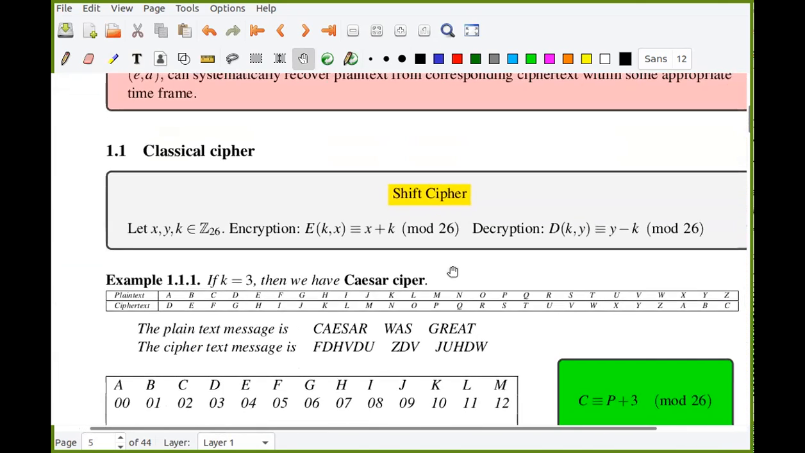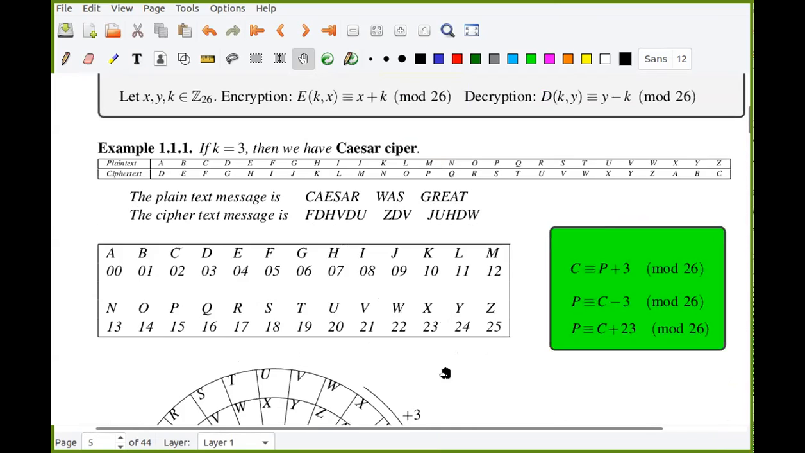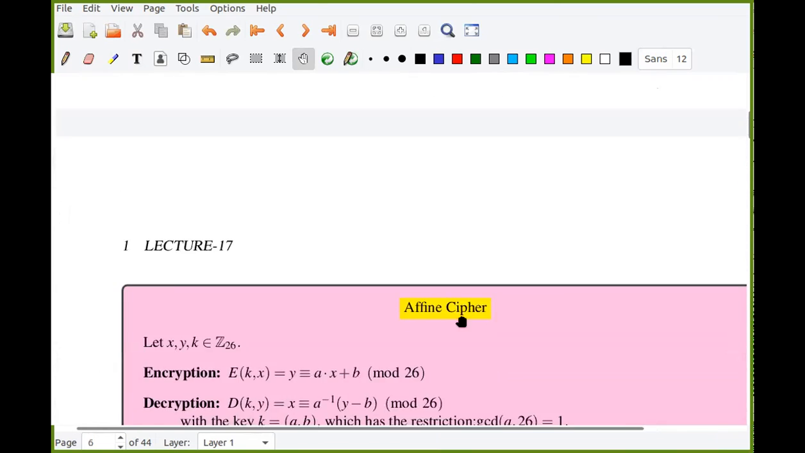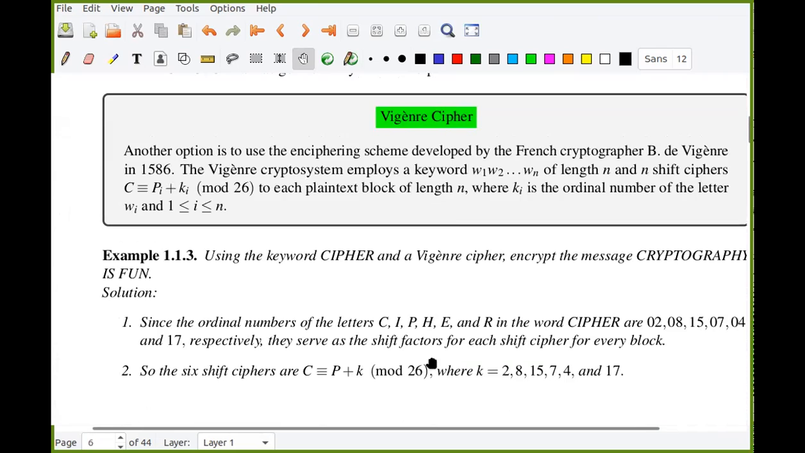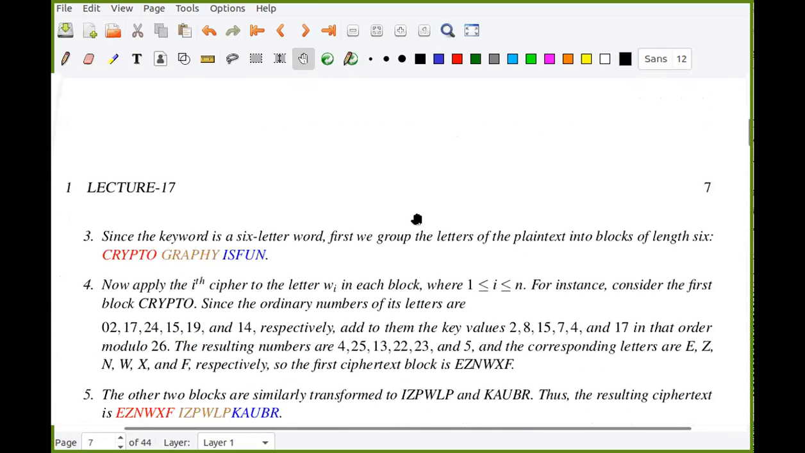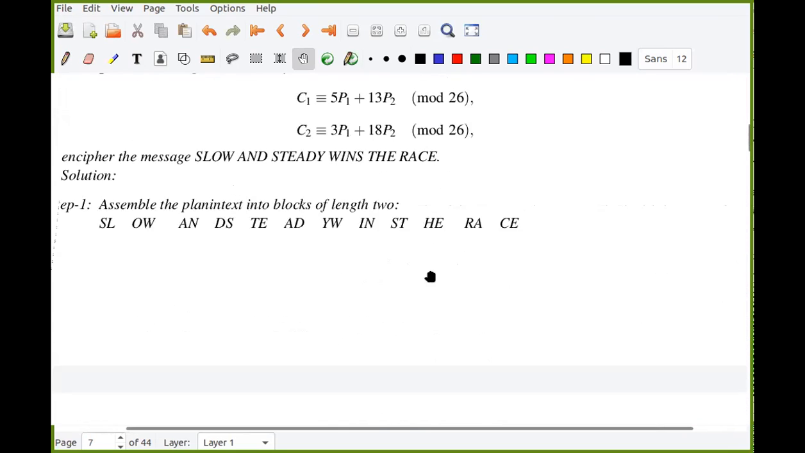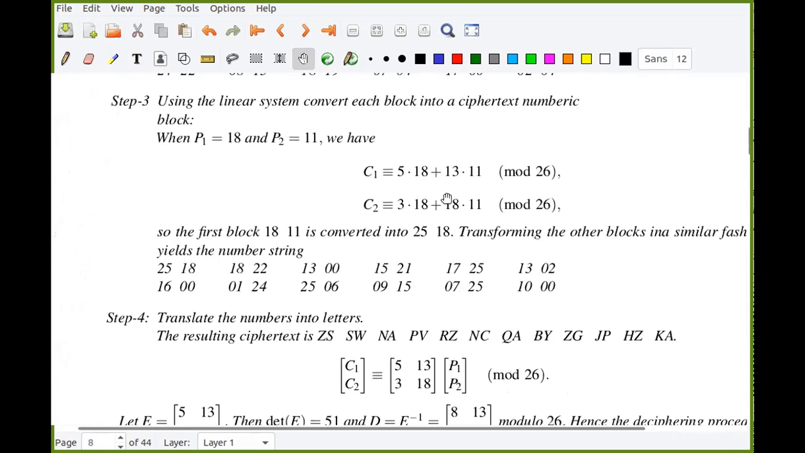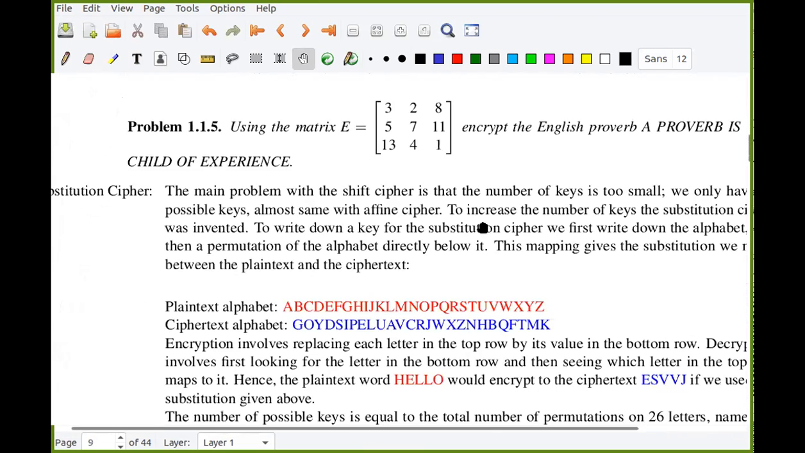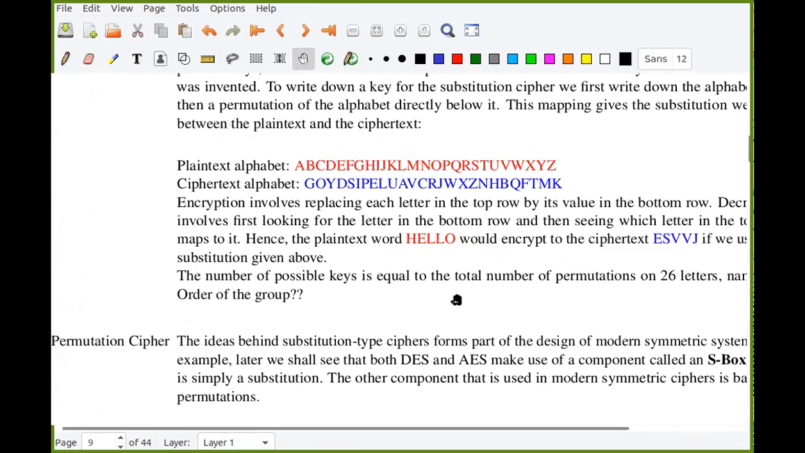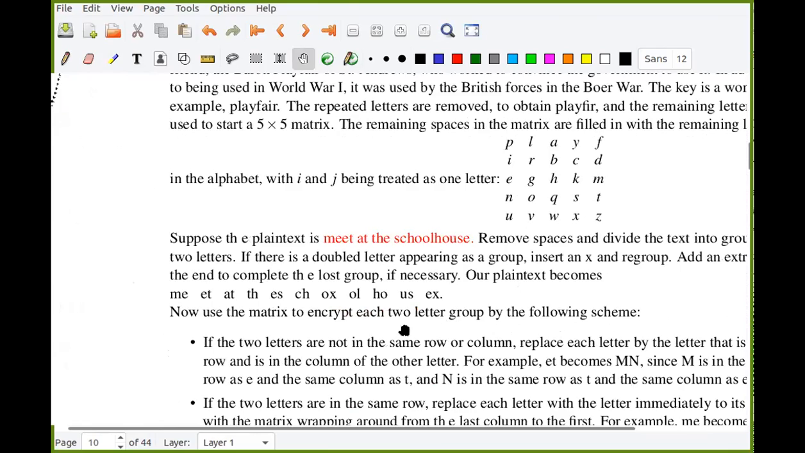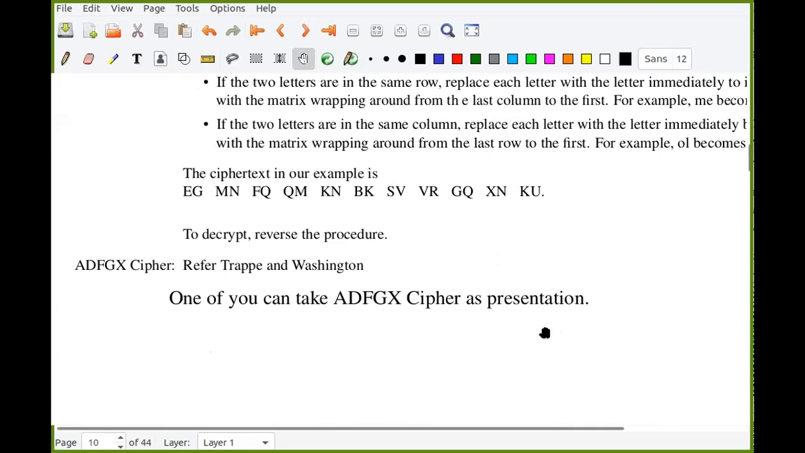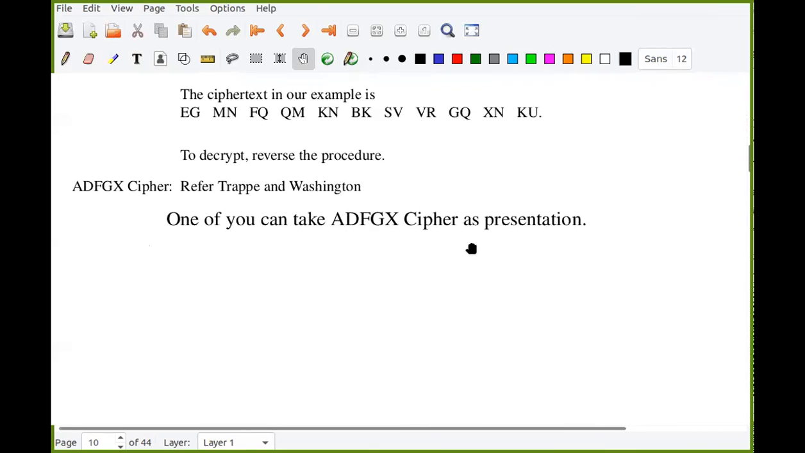Then we started looking at classical ciphers. One is the shift cipher, and another is a generalization of it, called the affine cipher. Then a completely different cipher, the Vigenere cipher. Then the Hill cipher. Then there are the substitution cipher and permutation cipher. Then one completely different cipher called the Playfair cipher. And there is a small exercise to figure out what the ADFGX cipher is. So these are the things we have done.